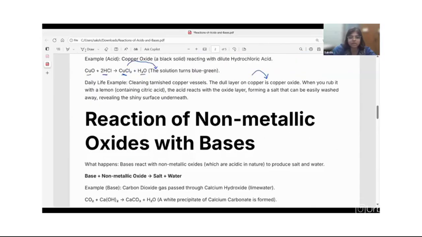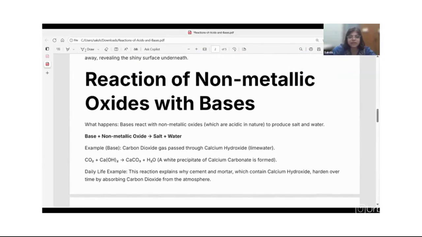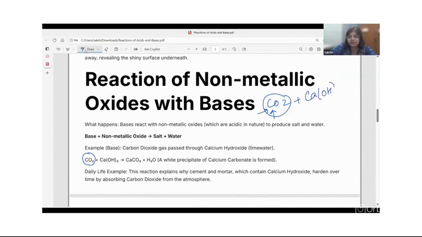Okay. So the last type of reaction is reaction of non-metallic oxides with bases. So what is the meaning of non-metallic oxides? Non-metals are present on the right side of the periodic table. For example, carbon dioxide, right? Carbon is a non-metal, so this is a non-metallic oxide. If I react it with any base like calcium hydroxide, basically non-metallic oxides are acidic in nature, and we have a base.